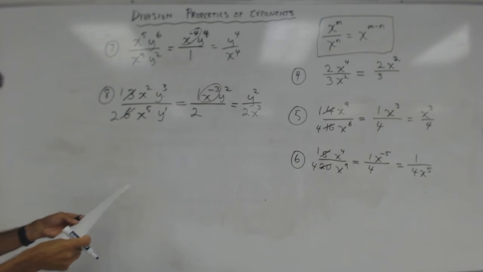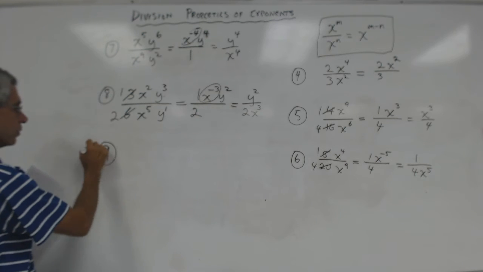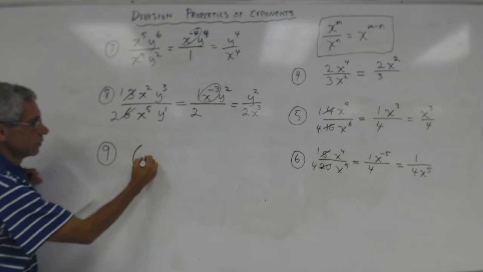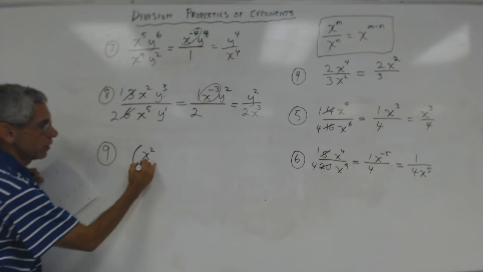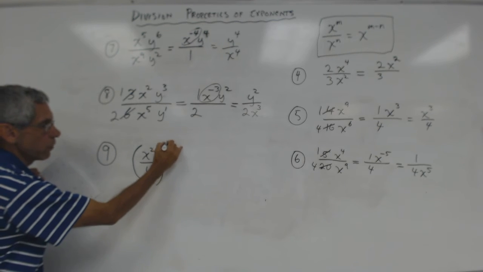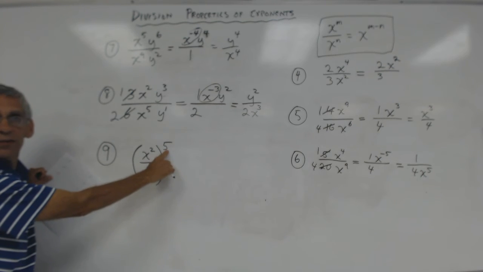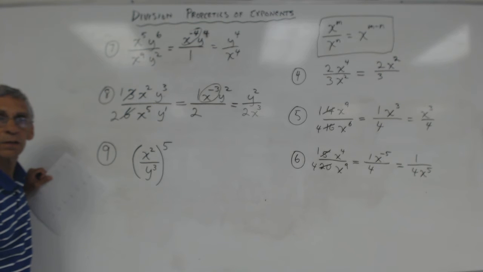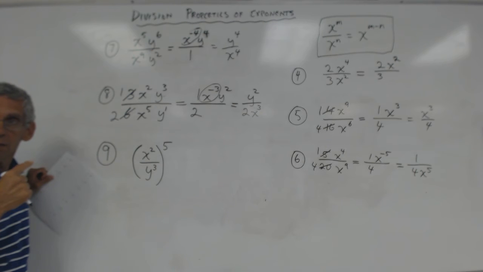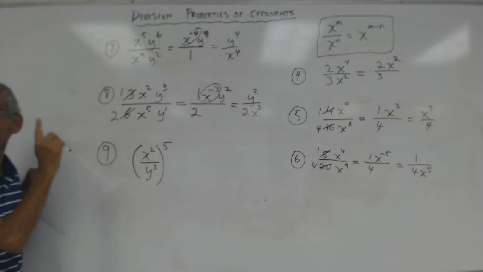Okay. Now, what if I gave you something like this? We're almost done. We've got just 2 or 3 more to do. What if I gave you this? X squared over y cubed raised to the 5th power. That 5 is next to what? Next to the parentheses. And parentheses always mean multiply. So I'm going to multiply the 5 times every exponent inside that parenthesis.